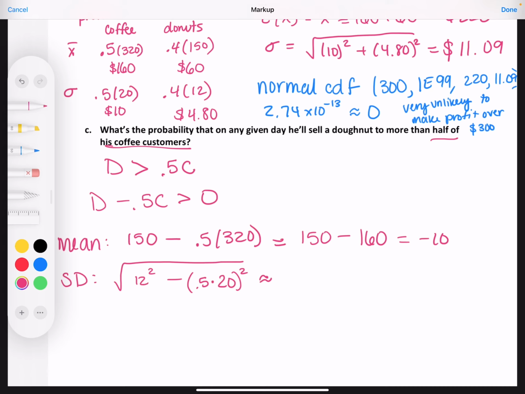6.63. Why does mine keep telling me error? I cannot get mine to not tell me error. Because it ends up like... hold on. What is that? 144 minus 100? So 44 is the square root of... 0.5 what? times 20.